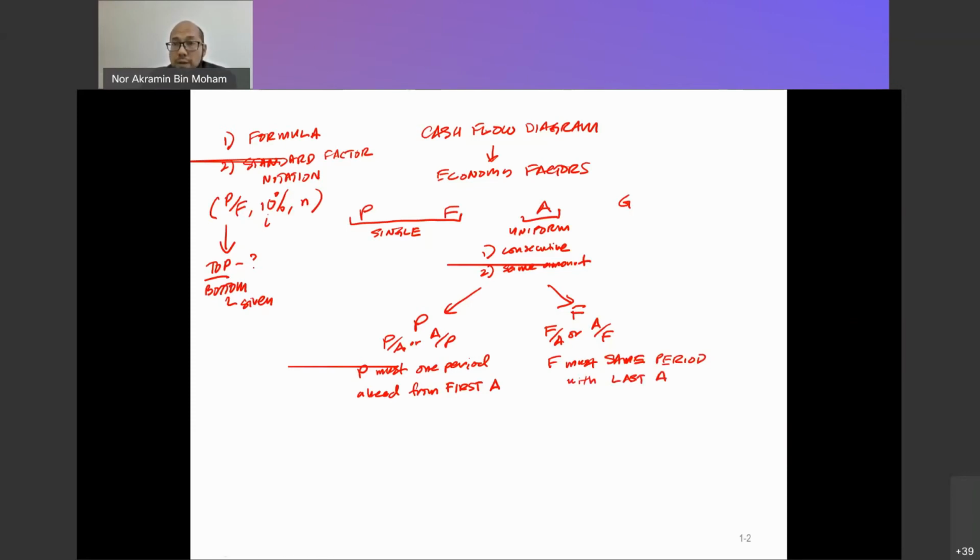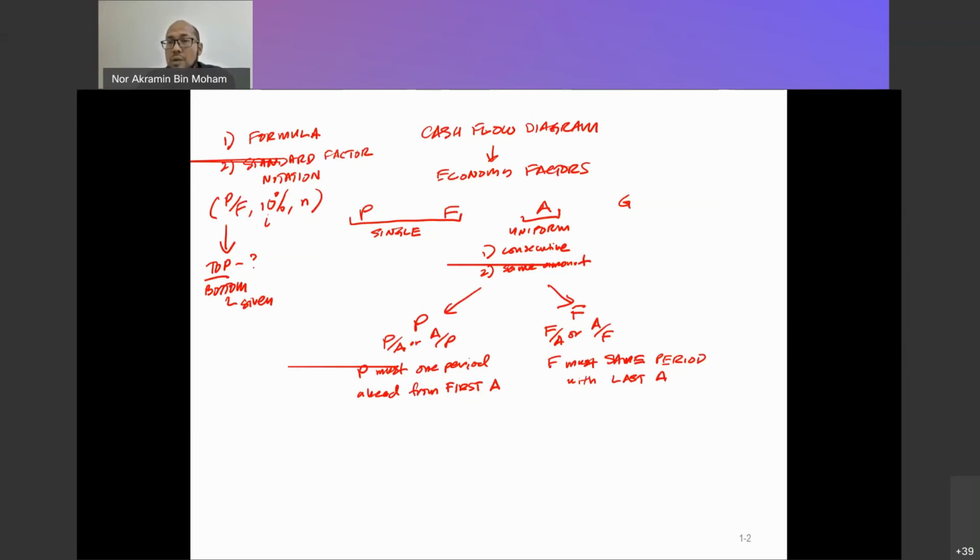So as a reminder, we have to remember these conditions when we want to apply these economic factors involved with the A factor, because they are conditions to use when related with the P factor and the F factor. Again, A with P, the P must always be 1 period ahead from the first A. A with F, the F must be in the same period with the last A. Again, this is because this assumption has been made when we derive the formula. So if we want to use the formula, we have to follow the conditions.